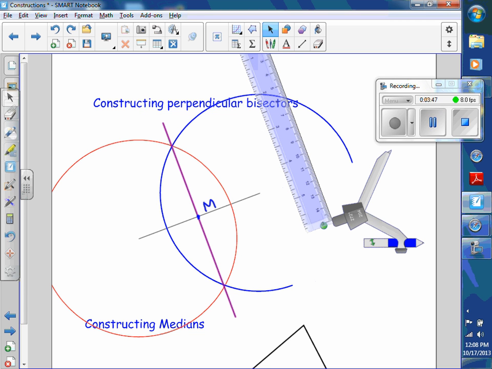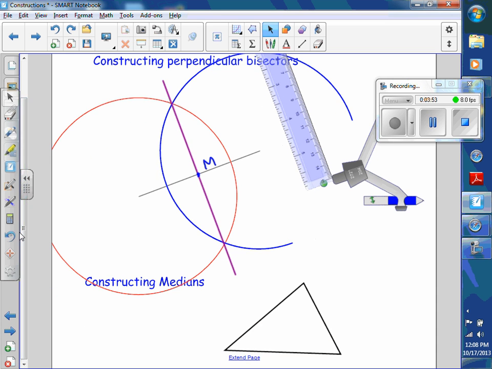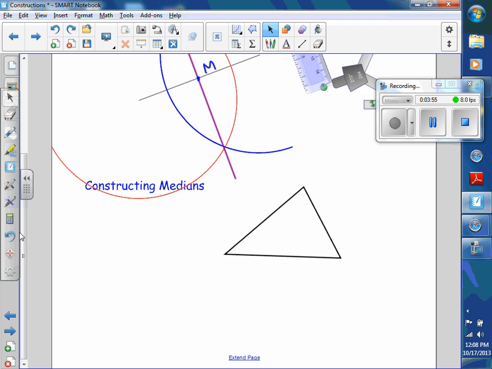Stretching? Okay. Next construction. The next construction is a median. So the median connects the vertex to what? Middle. The middle of the opposite side, the midpoint. So if I want to construct the medians of this triangle, every triangle has 3 medians.